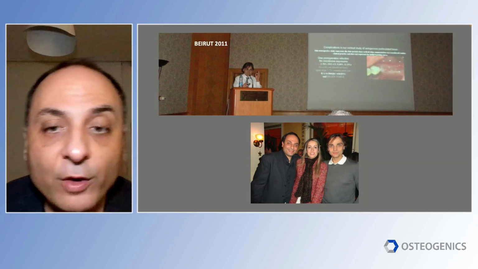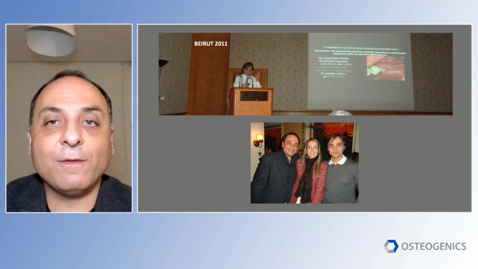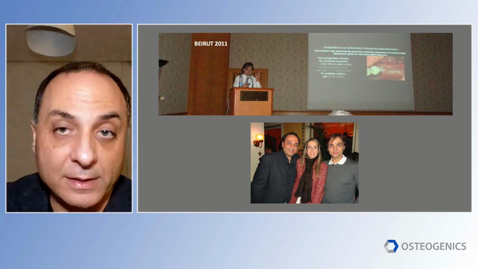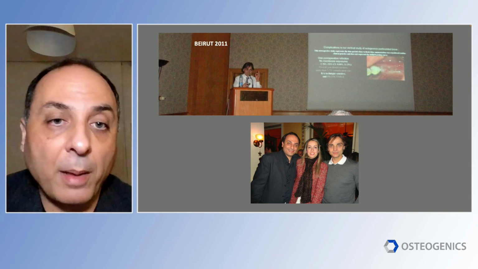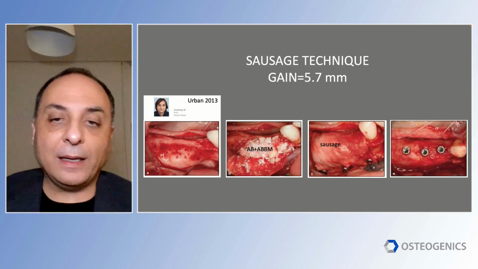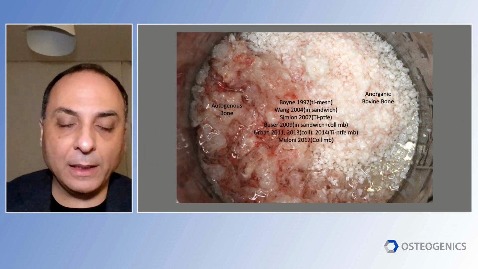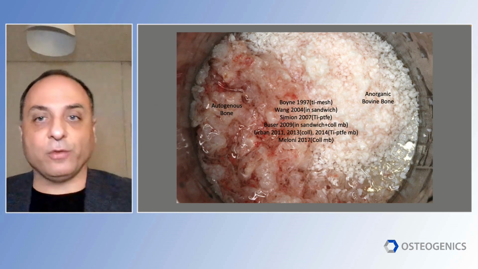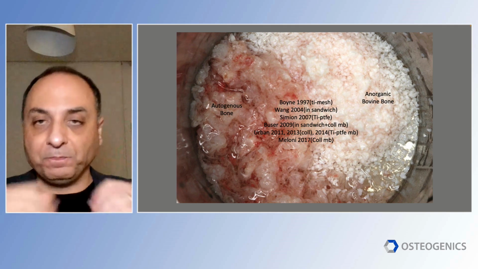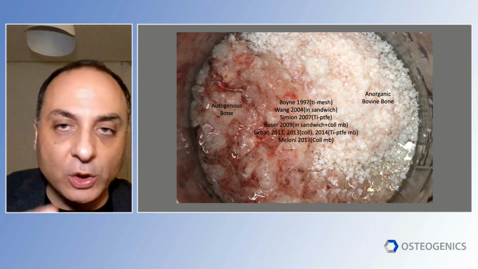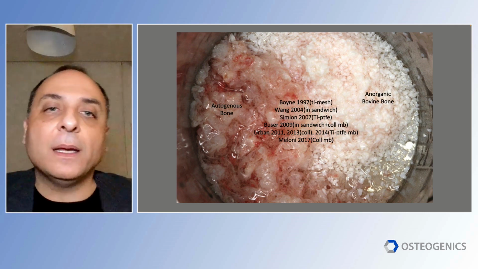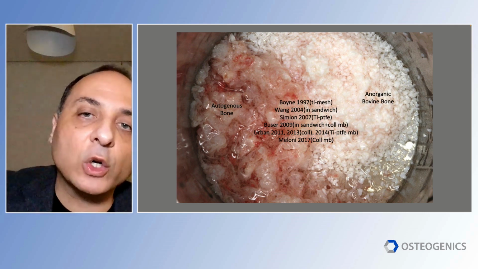So in 2011, I met Istvan in Beirut. We invited him for a lecture, and this was 2 years before his publication, because he published his work about the sausage in 2013. So in 2011, already he had a very nice material, and he was advocating, he was preaching for this combination, autogenous bone and xenograft. Why? Because autogenous bone is the graft that has the biological potential, and bovine bone is the part that is going to work against resorption.